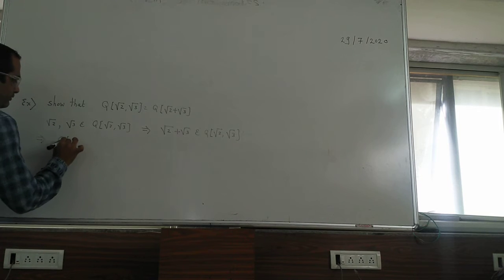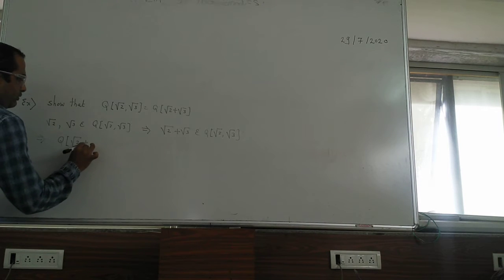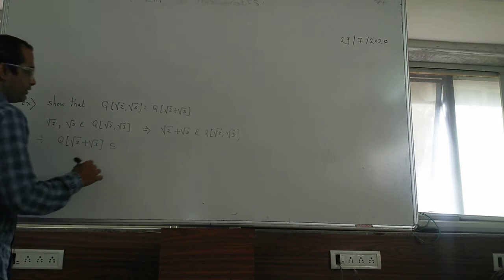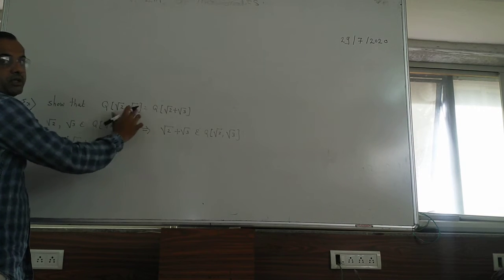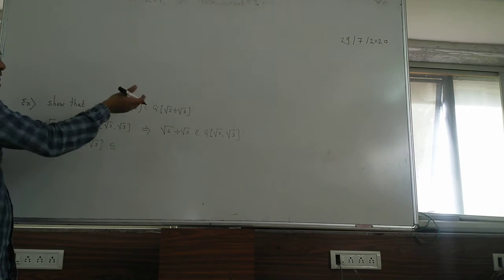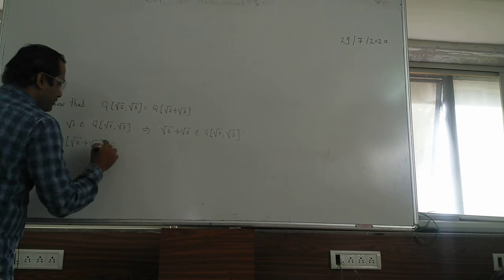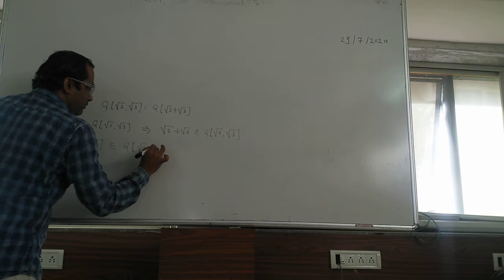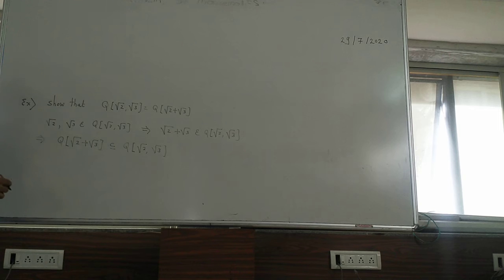Q of root 2 plus root 3 is a subset. To show that two sets are equal, we have to show that each is a subset of the other. So Q of root 2 plus root 3 is a subset of Q of root 2, root 3. This is what we have. So A is a subset of B.